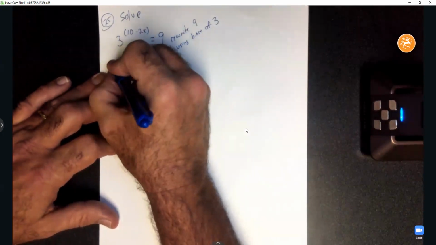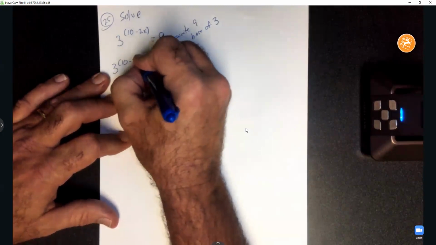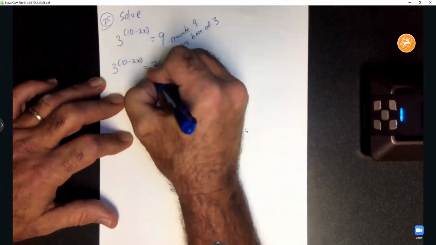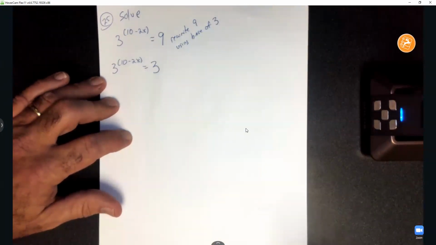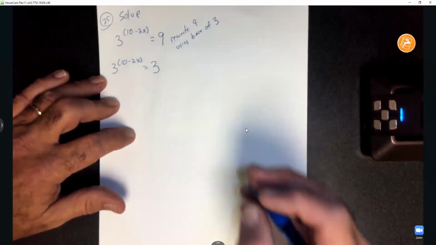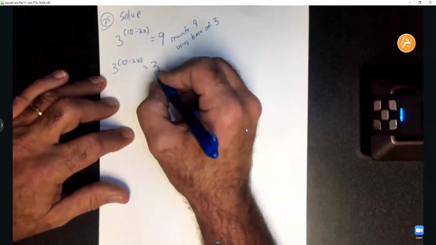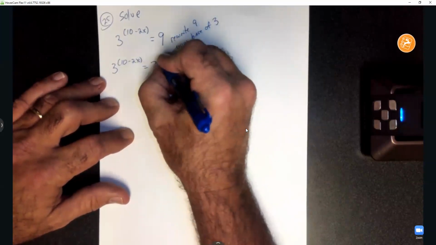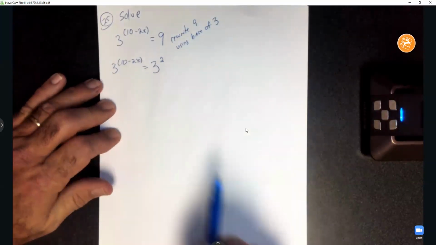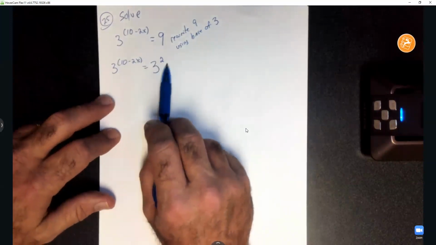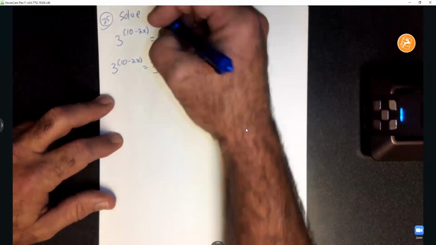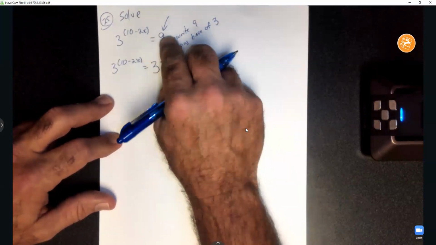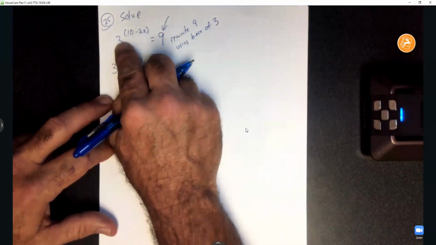So I would bring down that 3 to the 10 minus 2x. So if I rewrote the 9 using a base of 3, I got to figure out how many times I multiply 3 times itself to make 9. Well, that would be twice. So 3 times 3 is 9. So on this one, it only took me 3 to the second. So your goal is going to be taking this number and rewriting it as that base.